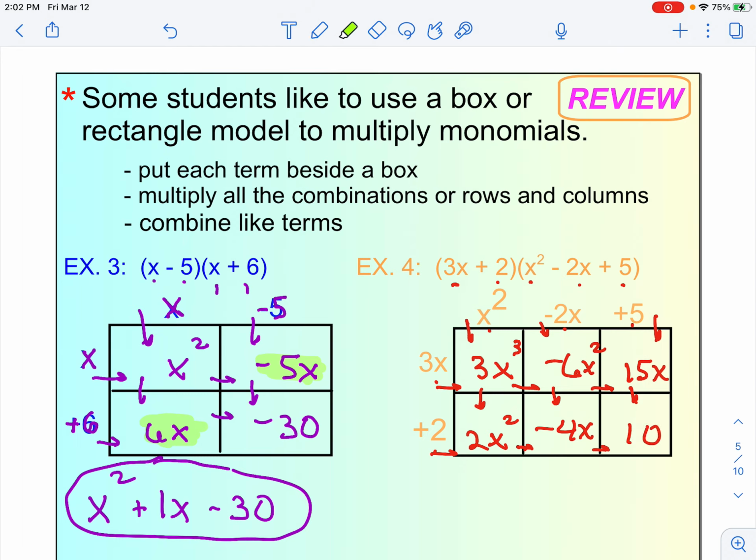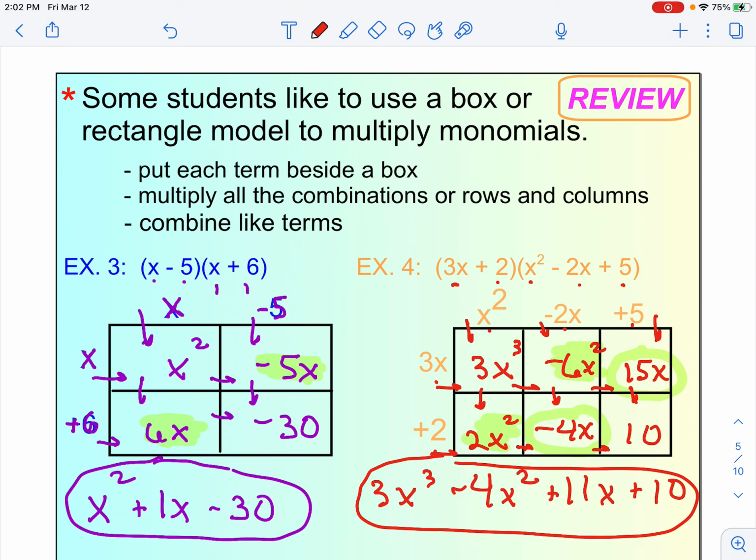And then C, do you have any like terms? Well, I can see that I have an x squared term here and an x squared term here, so those can be added together to give us negative 4x squared. I don't have any other x to the third, so that will just be by itself. But then notice I also have an x to the first and an x to the first, so when I add 15x plus negative 4x, that gives me 11x, and again the 10 wouldn't be combined with anything else. So there is our answer.